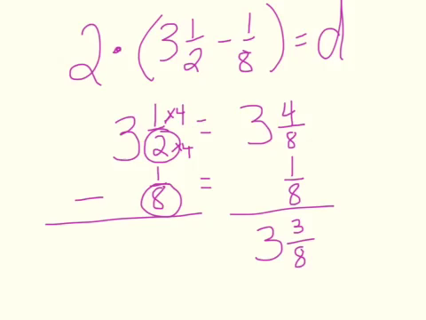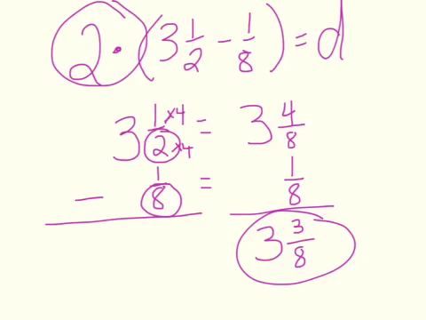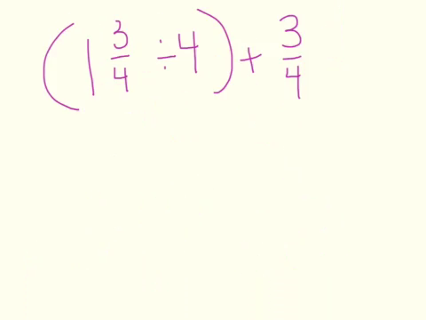Now, the next step is to multiply my 3 3/8 times 2, because these are multi-step problems. Do you remember how to multiply a fraction times a whole number? Let's take a look. So if I go back to my original problem, D is equal to 6 3/4. And that's my final answer.